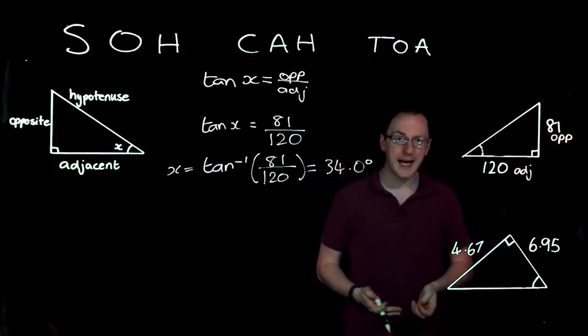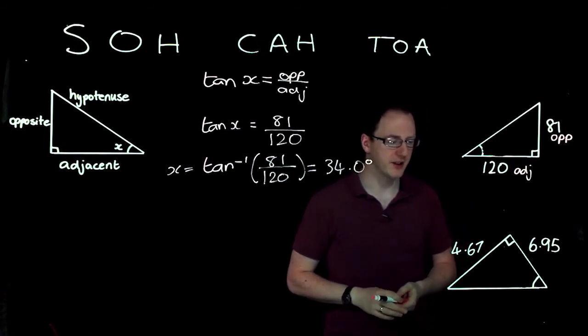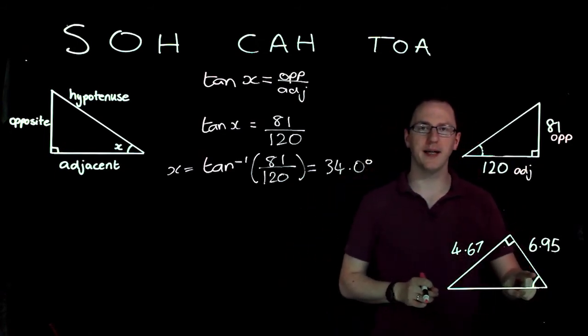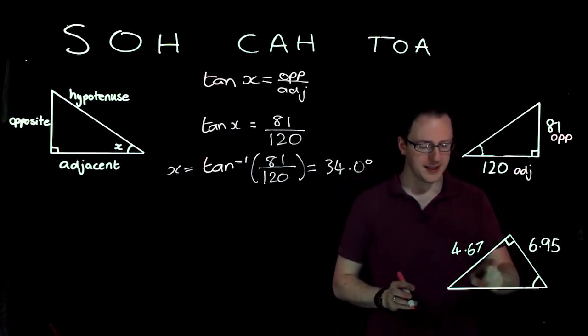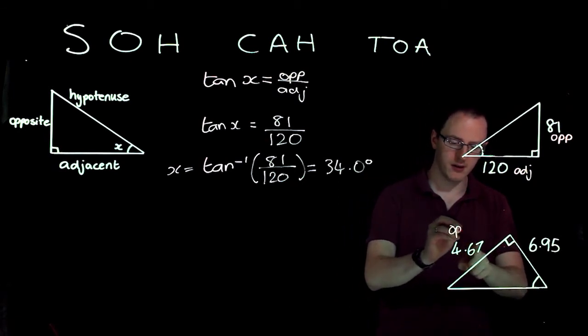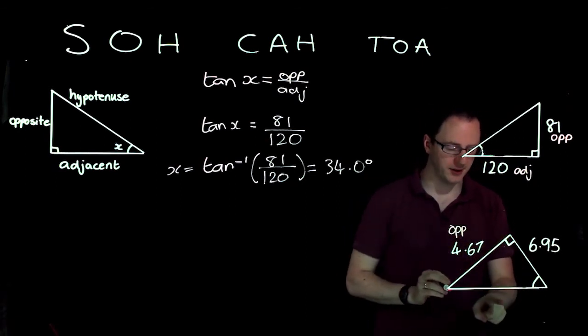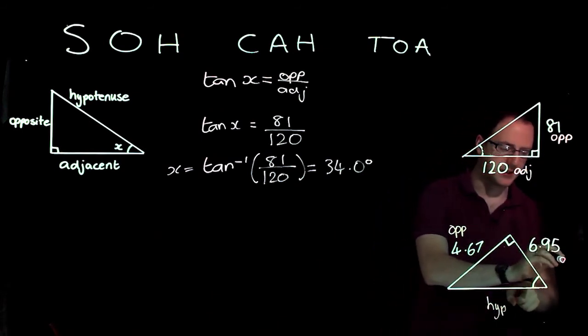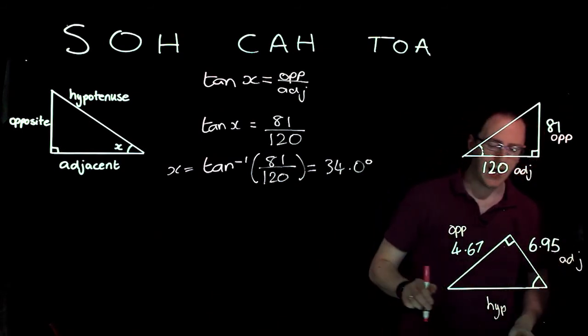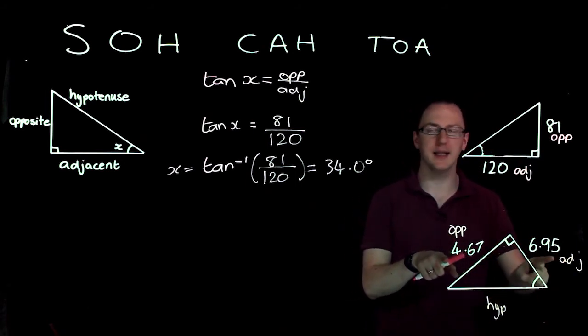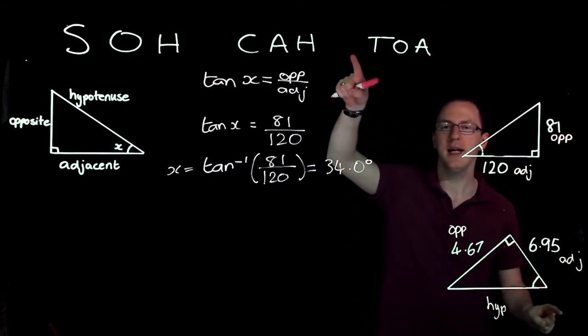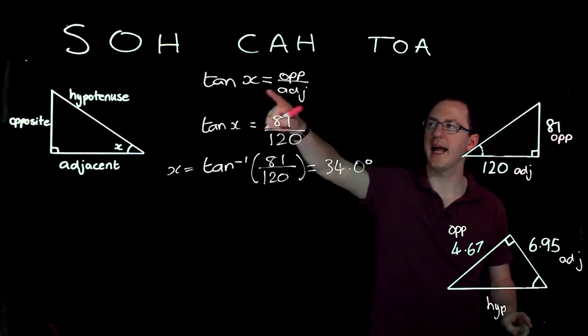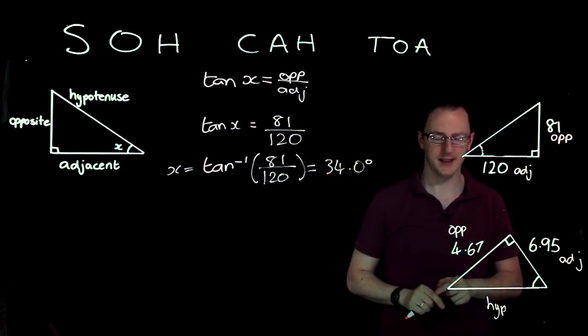Second triangle, again, we want to label our sides first. Here's the angle I want to find out, it's marked. So this is the opposite. This would be the hypotenuse. And this is the adjacent. I know the lengths of the opposite and the adjacent, so that tells me again, I'm going to use TOA, and tan x equals opposite divided by adjacent.